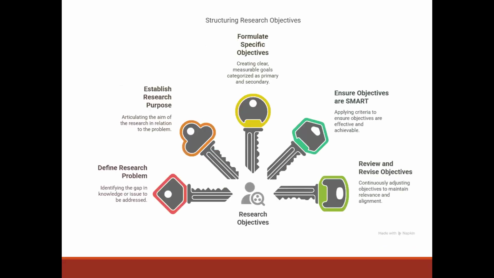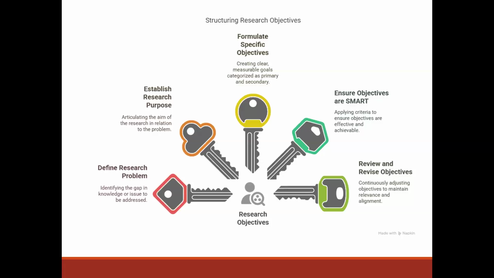Okay. Depending on your research or the kind of research you are doing. So ensure objectives are smart, and then review and revise your objectives. I think we start by defining the research problem, and you see, everything takes us back to the problem. What is the problem? So identify the gap in knowledge or issue to be addressed. Then it is from there that you now establish the research purpose, because this is the problem, this is the purpose. So articulate the aim of the research in relation to the problem.